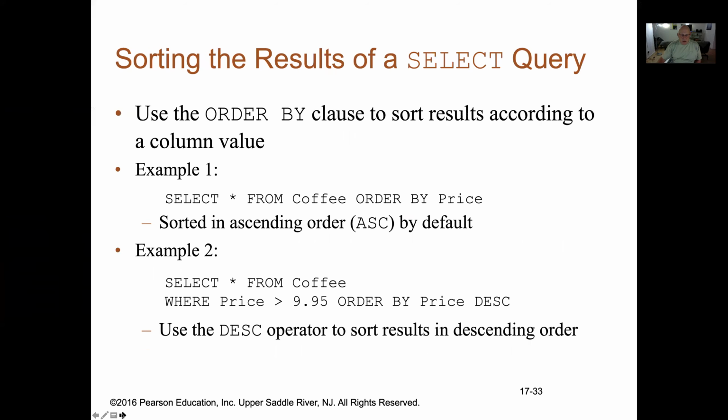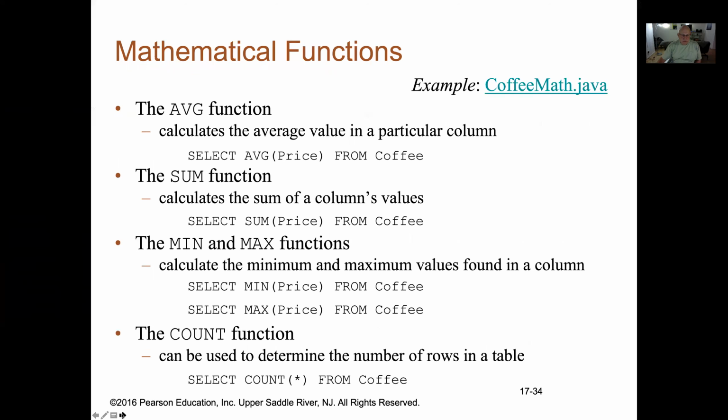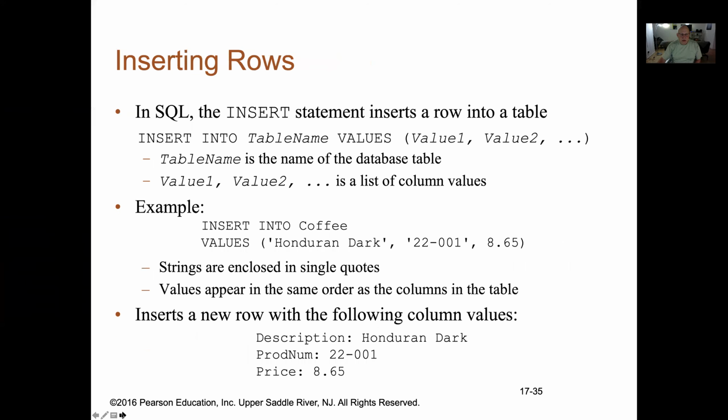This is the order by clause we just talked about. For mathematical functions, you have the average function, the sum, the minimum and max functions, and the count function. How do you insert rows? This is the insert statement in SQL. It inserts a row into a table. So insert into coffee the values Honduran dark, the product number is 22-001, and the price is $8.65.